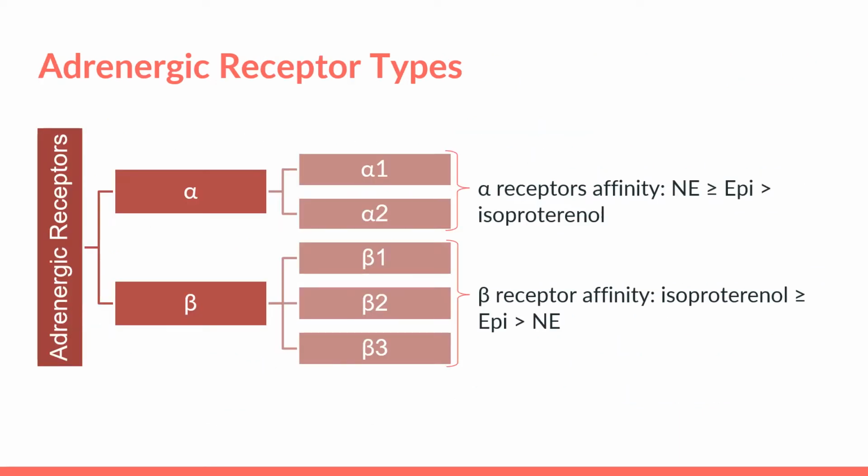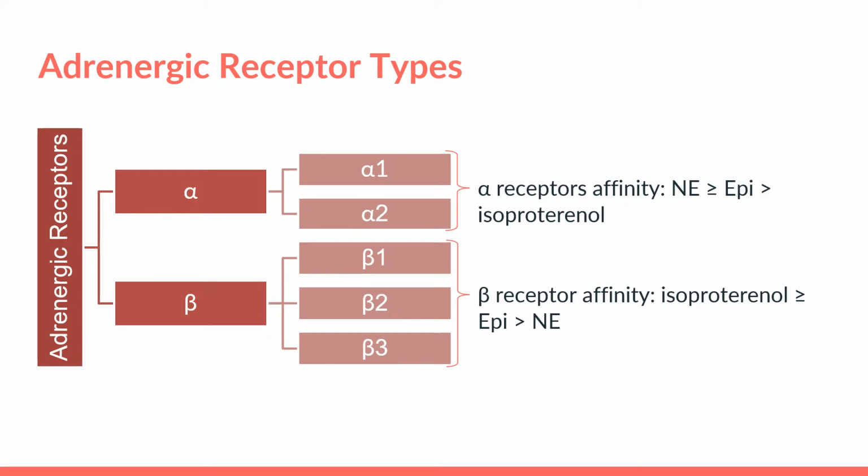The adrenergic receptors were classified according to their response to different adrenergic stimulants. These are norepinephrine, epinephrine, and isoproterenol. Alpha receptors respond best to epinephrine, followed by norepinephrine, followed by isoproterenol. So epinephrine and norepinephrine have a much greater affinity to the alpha receptor than isoproterenol.